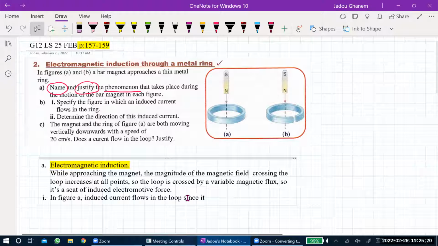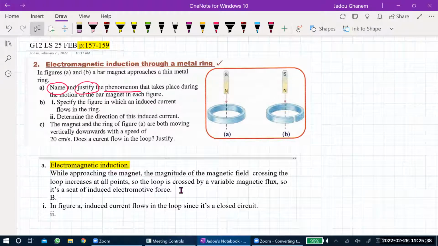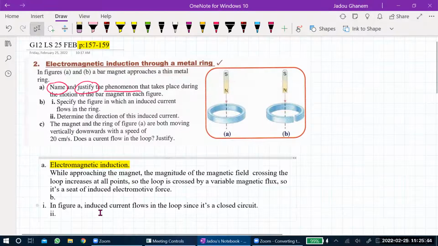Since it's a closed circuit. The second part, part 2I, the one that we are solving, is part B. Most of you told me it's going to be an anti-clockwise direction. Let's start step by step. I'm going to ask Shireen to tell me her answer, explaining why it's going to be anti-clockwise.